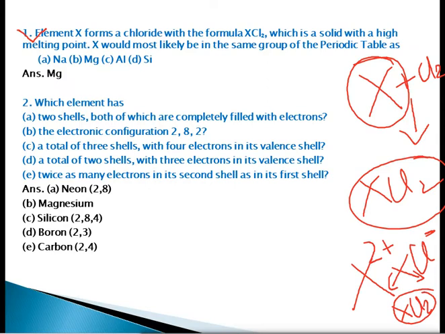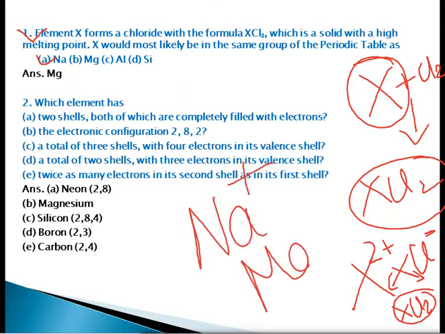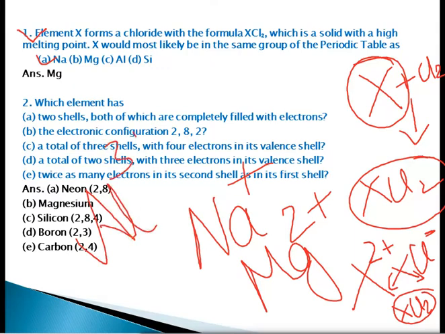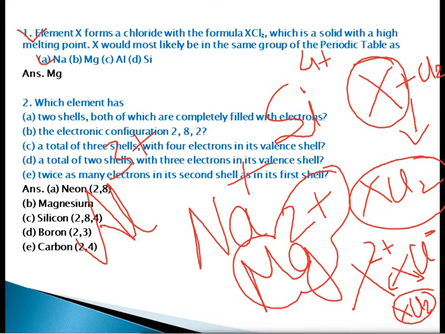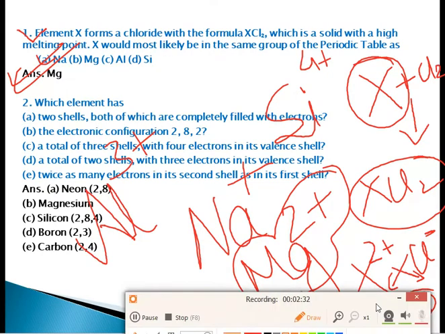So which elements have +2 valency? Let's check. Sodium, Na, has +1 valency, written as Na+. Magnesium is written as Mg2+ because it has 2 valency. Aluminium is written as Al3+, with 3 valency. Silicon is written as Si4+. Among these four elements, only magnesium has Mg2+ valency, forming the chloride MgCl2. So our answer is magnesium. I hope this answer is clear to you all.